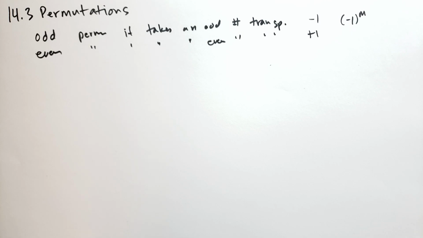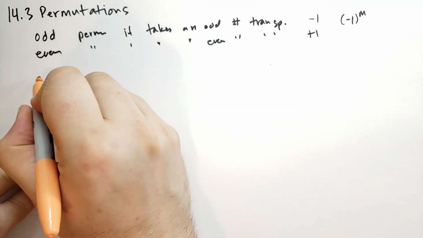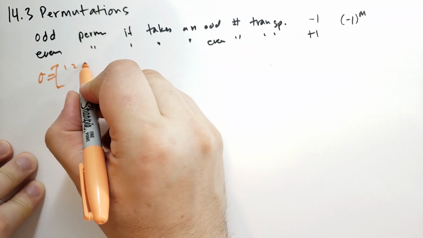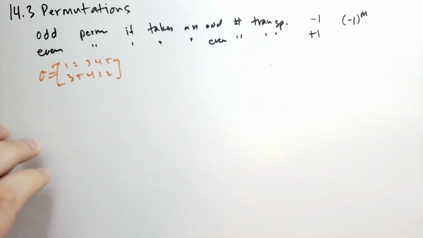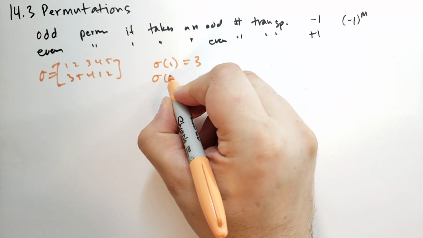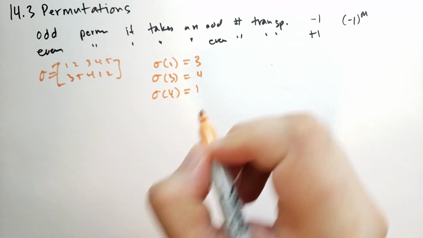Where do we go from here? Well, first let's talk about orbits. What's an orbit? Let's say we have a permutation, sigma, equal to 1, 2, 3, 4, 5 on top and 3, 5, 4, 1, 2 below. Take note of what happens: sigma of 1 gives us 3, sigma of 3 gives us 4, and sigma of 4 gives us 1.